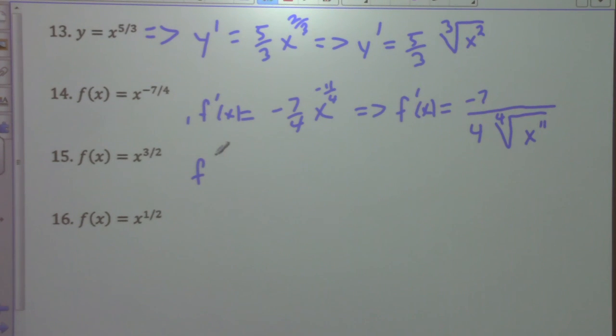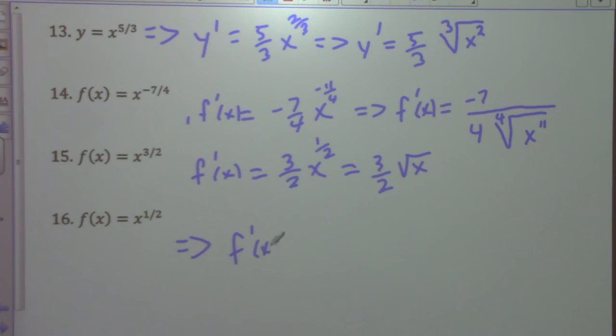Okay, next we have f prime of x here, so we're going to get 3/2 x to the 1/2. So I'm thinking 3/2 square root of x, is that right? Yeah. And then this kind of thing you're going to see a lot, like number 16. So you have f prime of x equals 1/2 x to the -1/2. And so you're going to have 1 over 2 square root of x. Is that right? Yeah. Okay, so there we have some things there.